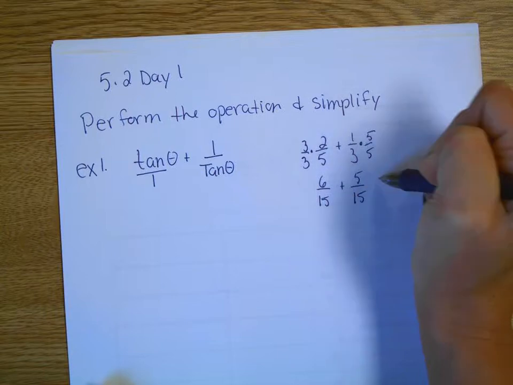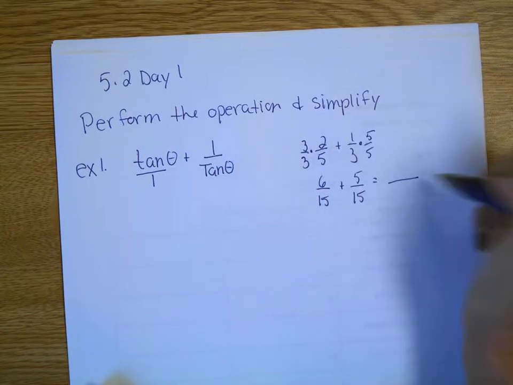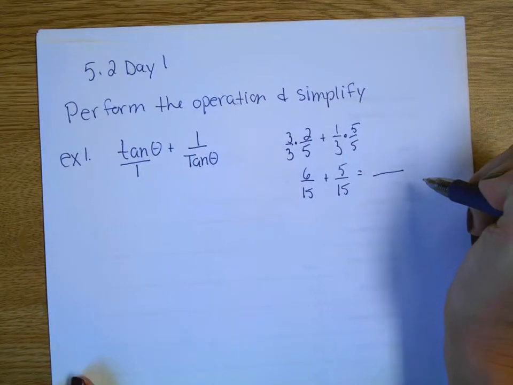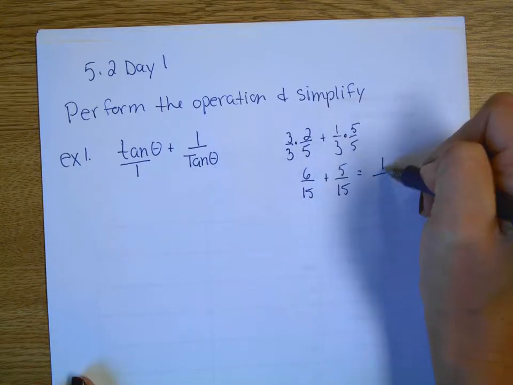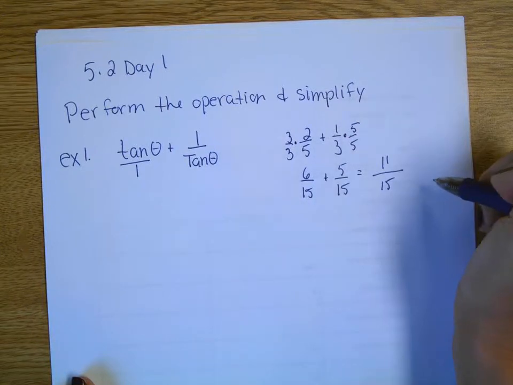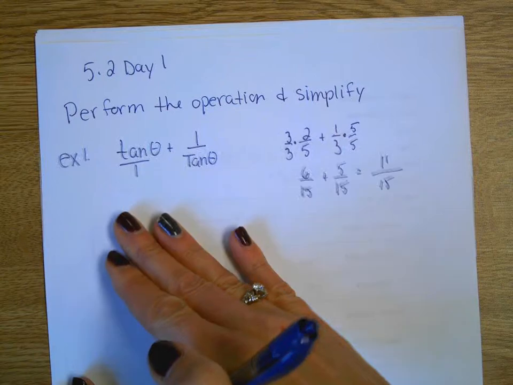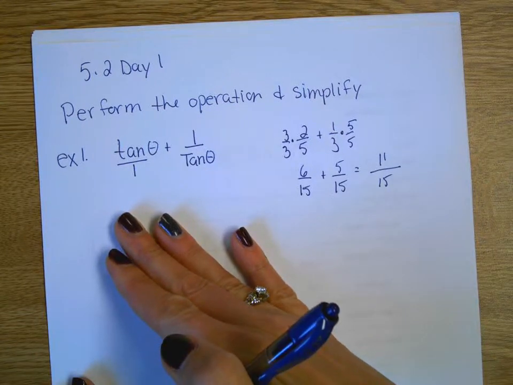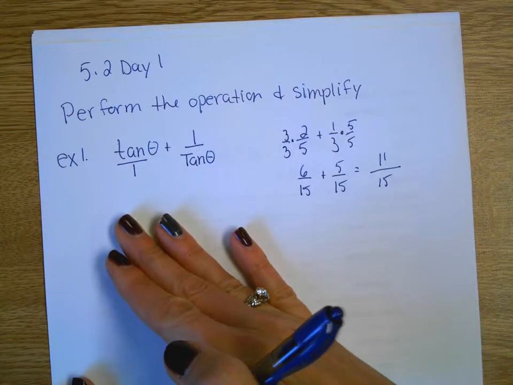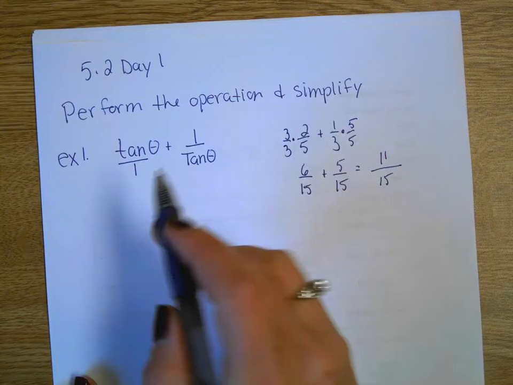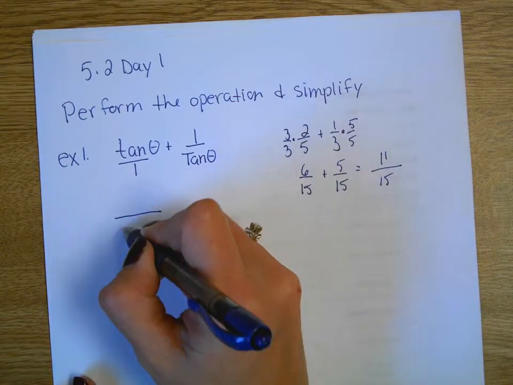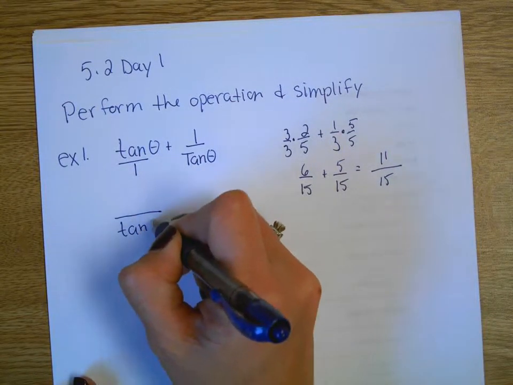So I get 5 over 15. And now, when you add fractions, what happens? You add the top and keep the bottom. Same thing over here, but with trig functions. I need a common denominator so that I can add. What's my common denominator going to be? Tangent. So I want them both to be over tangent.